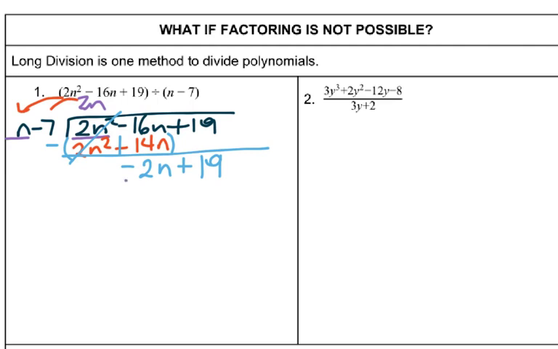I'm going to look at the first term and divide by the first term in the divisor. Negative 2n divided by n will give me negative 2. Then I'm going to multiply negative 2 times both n and negative 7. So negative 2 times n is negative 2n. Negative 2 times negative 7 is positive 14.